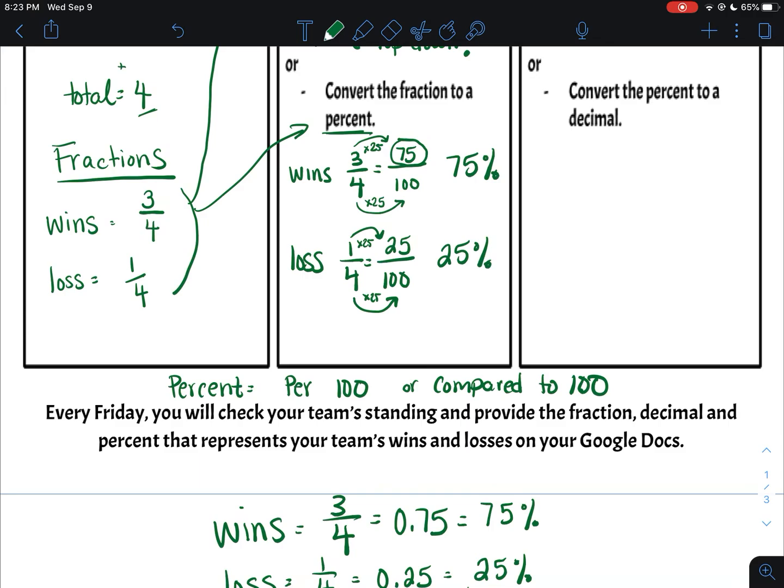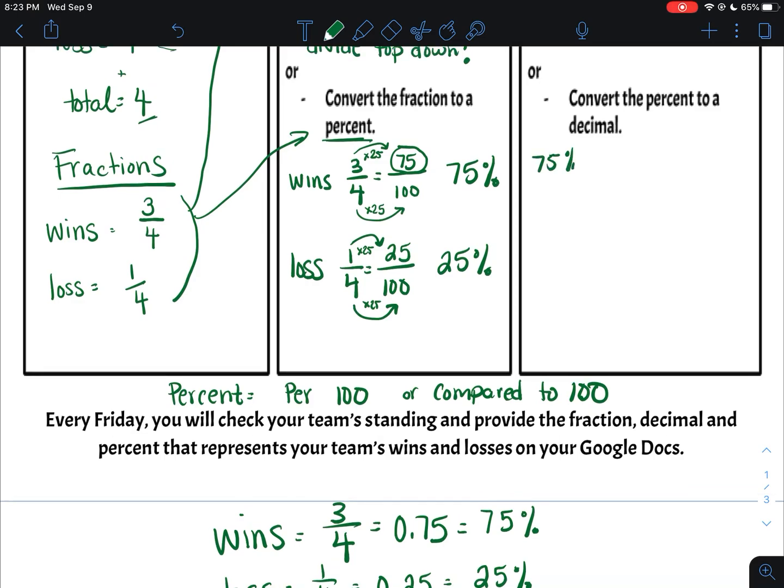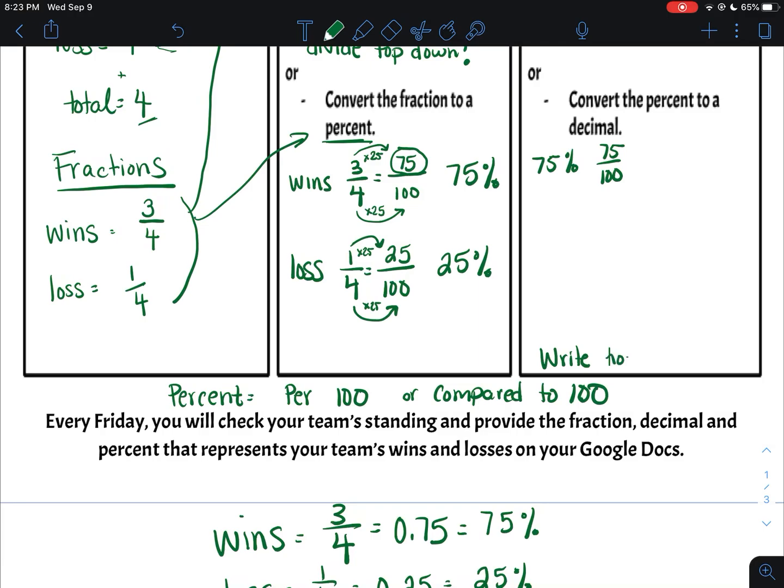So converting the percent to the decimal, there's a trick, but I'll show you the trick after we actually do the math part. What I would do is, I know that 75% is 75 hundredths. So I would just literally write the decimal how the fraction is said. Okay, so 75 hundredths, 0 and 75 hundredths.